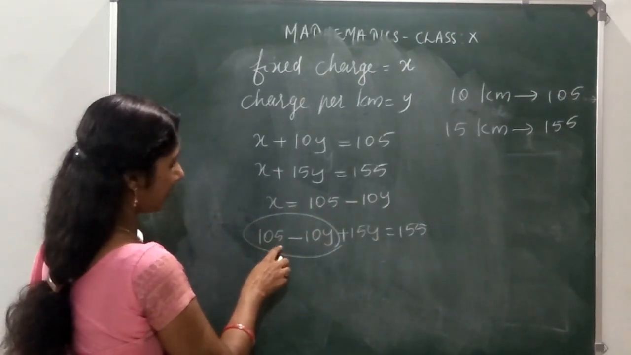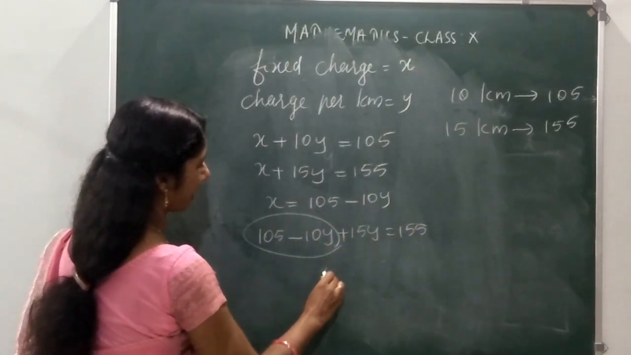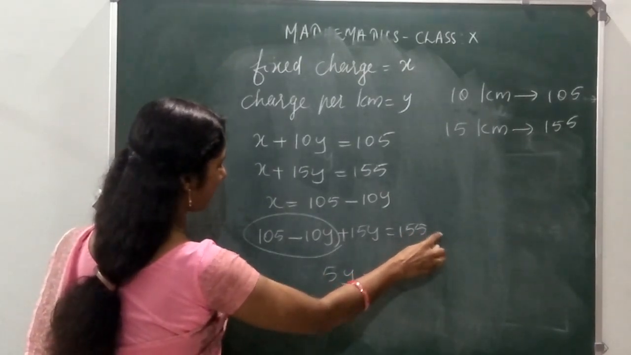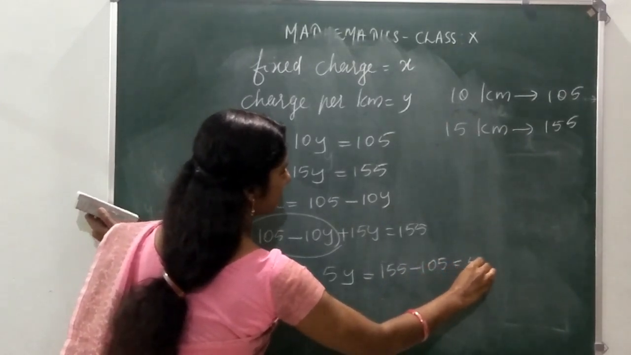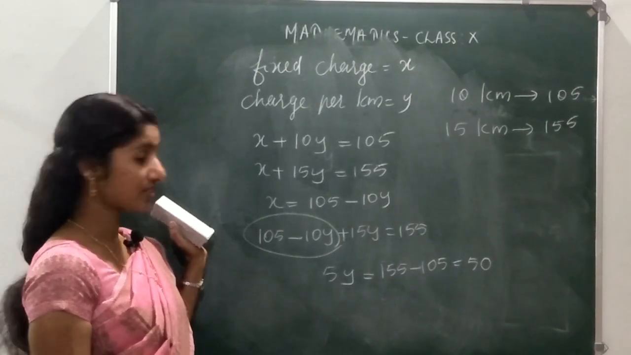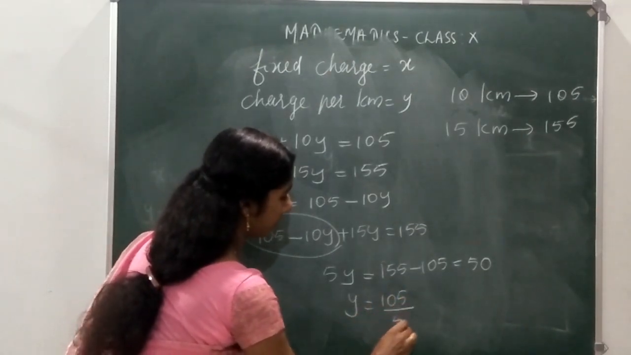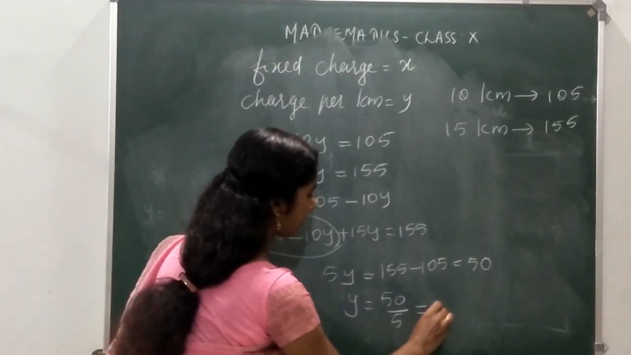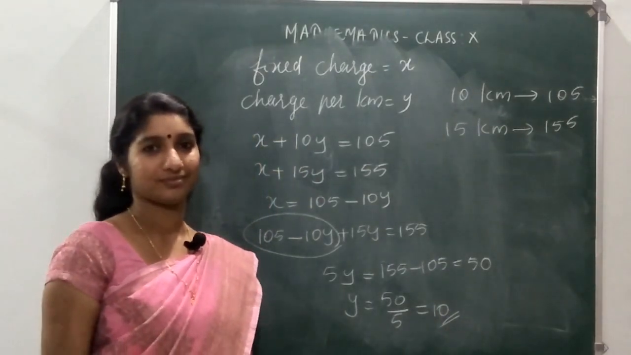Then 105 is going to that side. Minus 10y plus 15y, together it is 5y, equal to 155 minus 105, that is equal to 50. 155 minus 105 is 50. So we are getting y is equal to 50 by 5, that is 10. So 10 rupees for each kilometer.